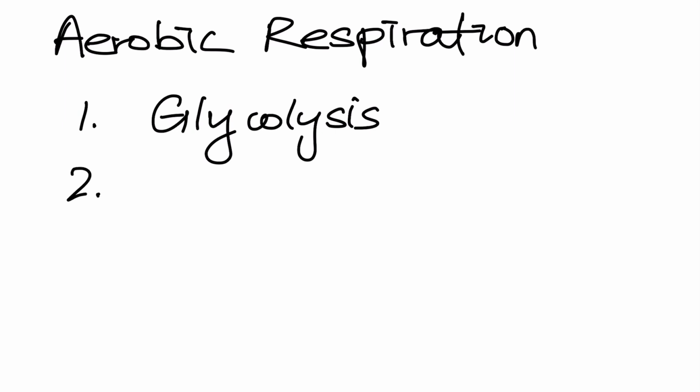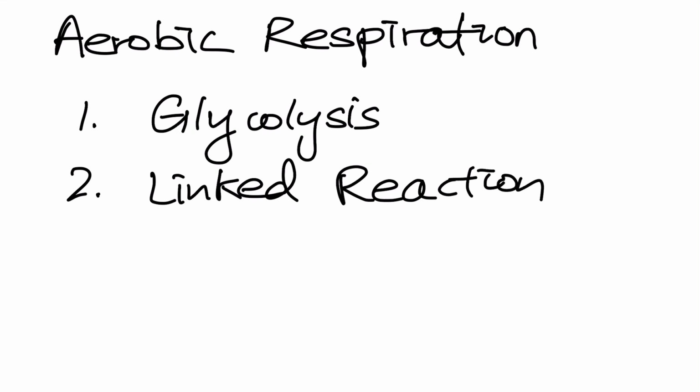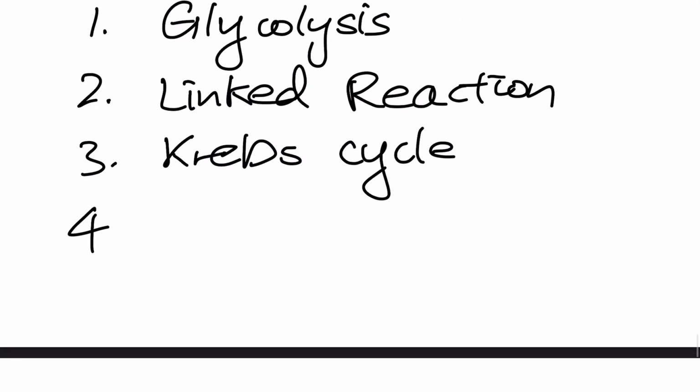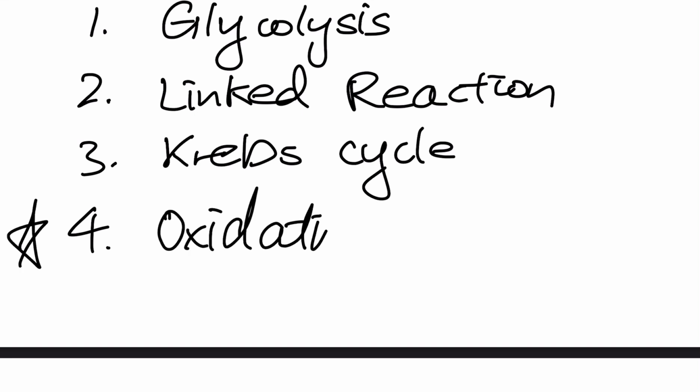The first is glycolysis. The second is the linked reaction. The third is the Krebs cycle, or we can also call it the citric acid cycle, or the TCA cycle, the tricarboxylic acid cycle. And this is the 4th step we are talking about, the oxidative phosphorylation.